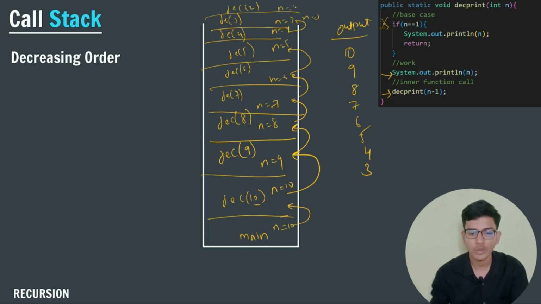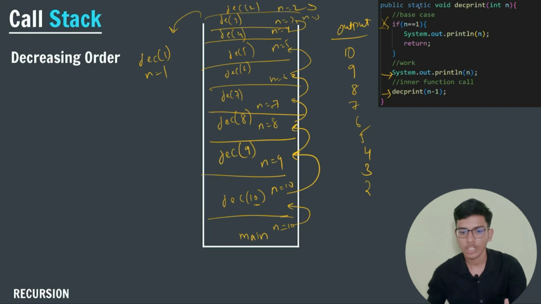So n is equal to 2. n is not equal to 1 again, so I will print the value of 2. After that I will call again, and this is my final call. I am writing here deck of 1. So here n is equal to 1. Yeah, the value of n is equal to 1.